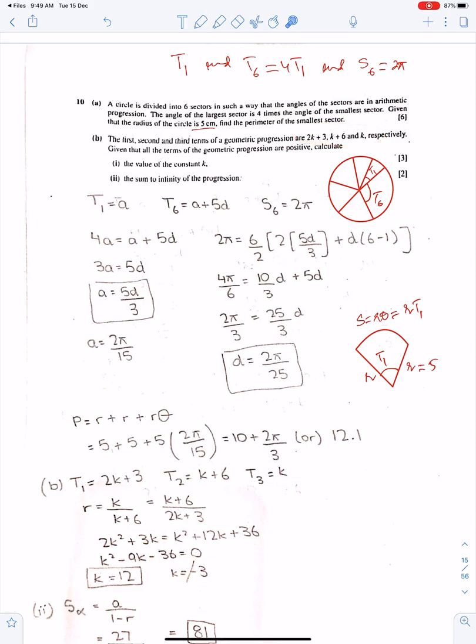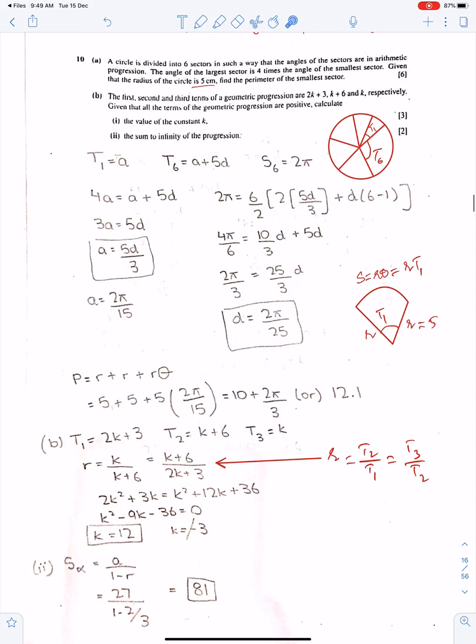You know the formula: R is T2 upon T1 and T3 upon T2. By using this formula, we can easily get the value of k. And then we can easily get the value of R, and hence we can find the sum to infinity. By substituting k here, we can get the value of R, and the value of R will be 2 upon 3.